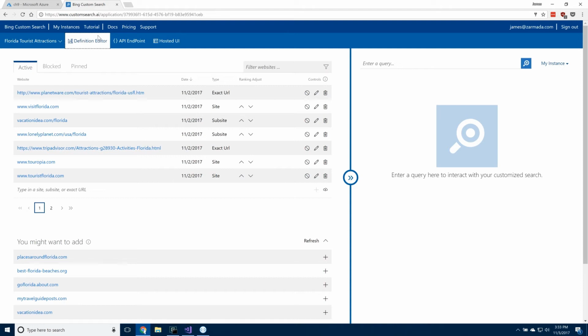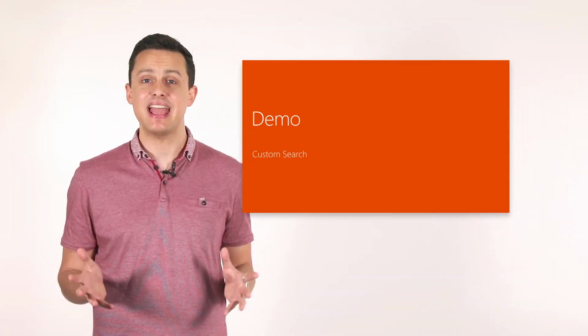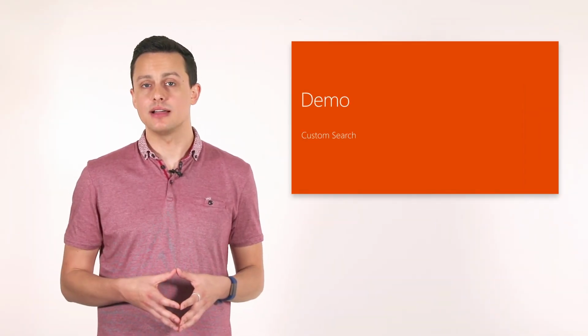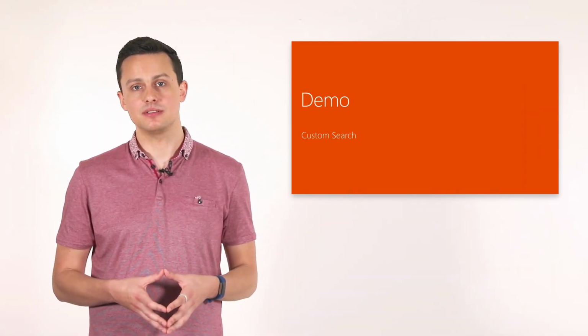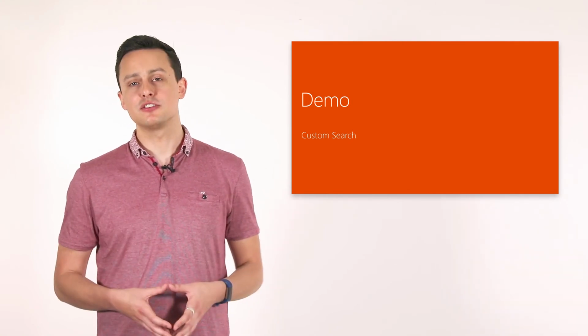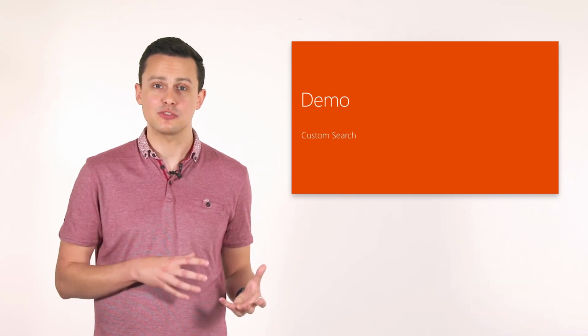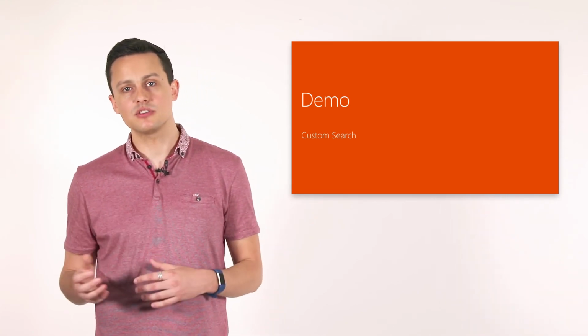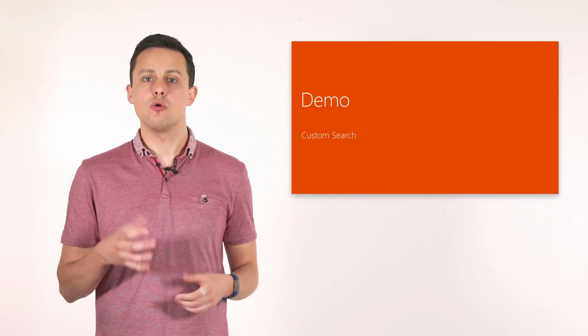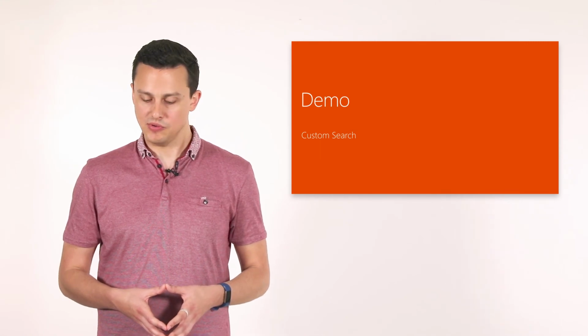Let's get back to the slides. So we just saw how we can add a variety of sites to a Bing custom search instance to build a Florida tourist attractions search engine. We're able to adjust the ranking, we were able to block sites, and we were able to control the experience from end to end for our customers.